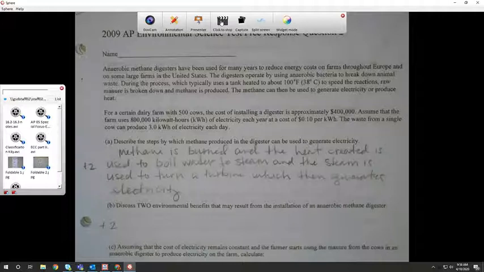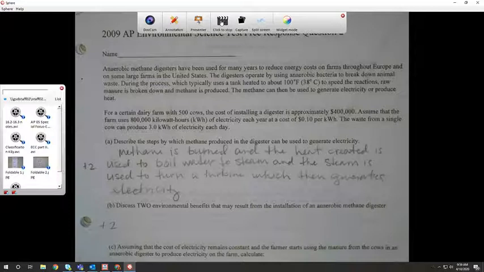So in this one it says anaerobic methane digesters have been used for years to reduce energy costs on farms throughout Europe and on some large farms in the United States. These operate by using anaerobic bacteria to break down animal waste. During this process, which typically uses a tank heated to about 100, which is not that hard to do, that speeds up the reactions. Raw manure is broken down and methane is produced. Methane can then be used to generate electricity or produce heat.